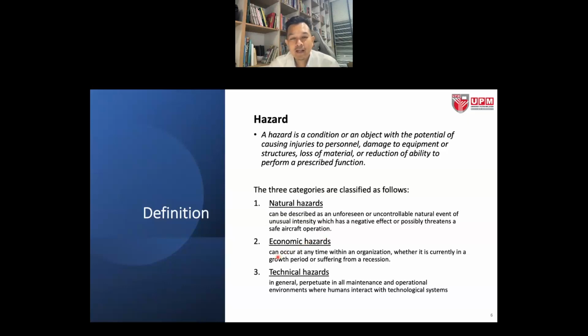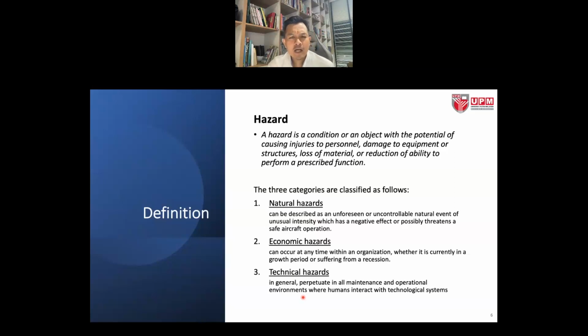Okay, and it can occur at any time within an organization, whether it is currently in a growth period or suffering from a recession. So hazards in terms of economic has to be also considered in risk management. And finally, the next category of hazard is technical hazard. In general, it perpetuates in all maintenance and operational environments where humans interact with technological systems.